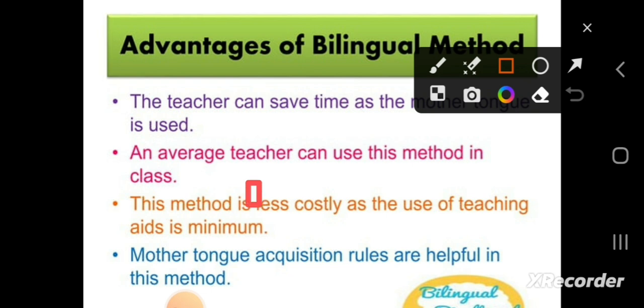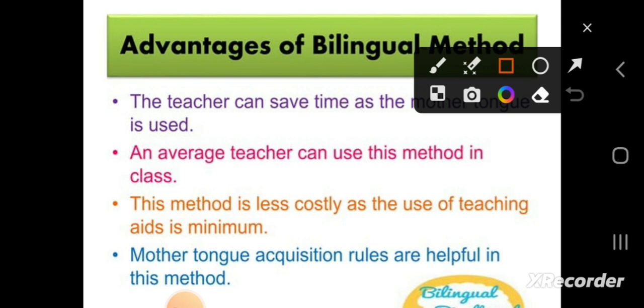This method is less costly as the use of teaching aids is minimum. Since this method requires minimal teaching aids and resources, it is less expensive to implement. The focus is more on direct interaction and practice rather than on elaborate materials.